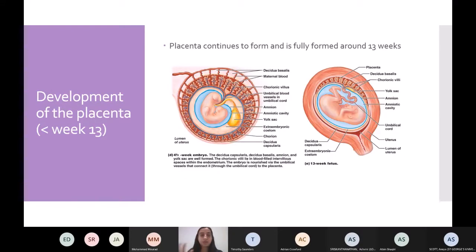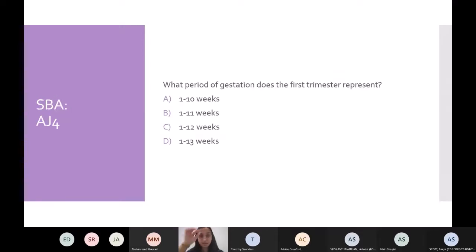And then as that process is happening, you still get the development and formation of the placenta, which is fully formed around 13 weeks. Well, another SBA.